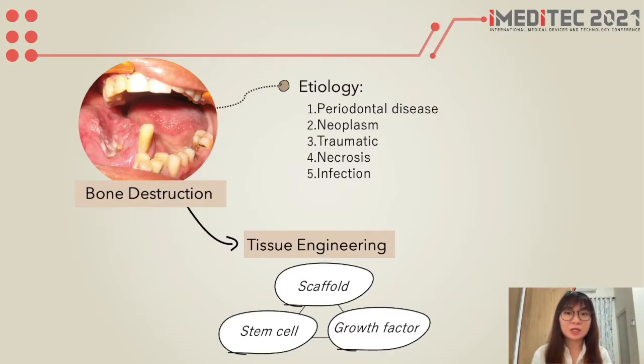Bone destruction is one of the health problems that often occurs in the field of dentistry. It can be caused by periodontal disease, neoplastic disease, trauma, necrosis, or infection. Severe fracture requires surgical intervention to aid the healing process. In this case, scientists have developed a 3D scaffold and combine it with stem cell and growth factor to replace damaged tissue by supporting the differentiation of stem cell to new bone.